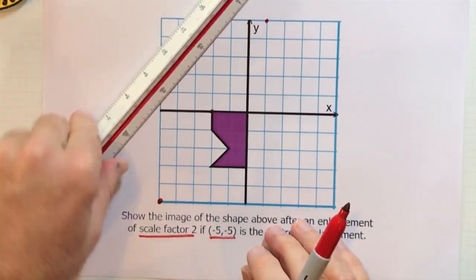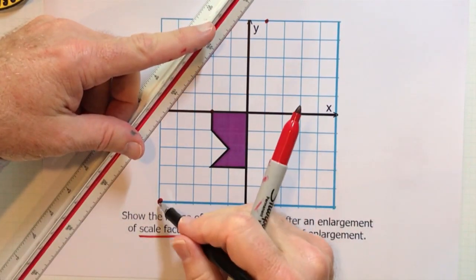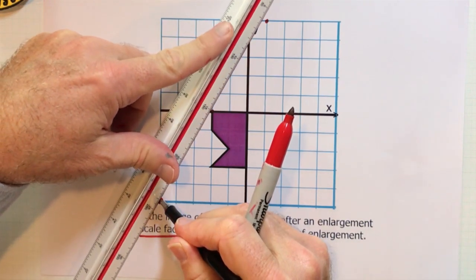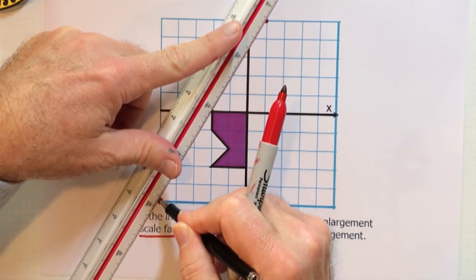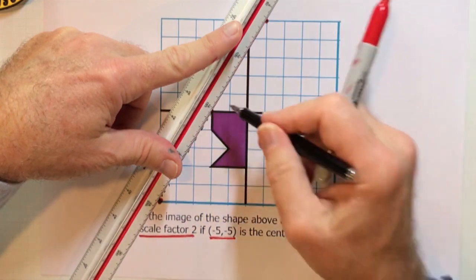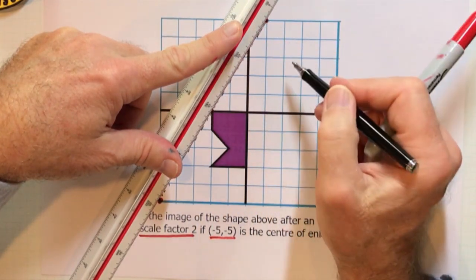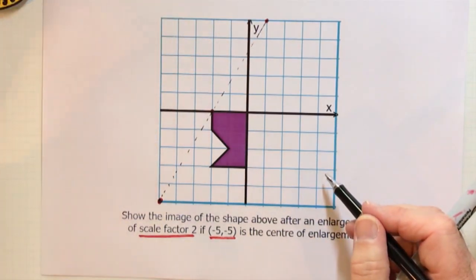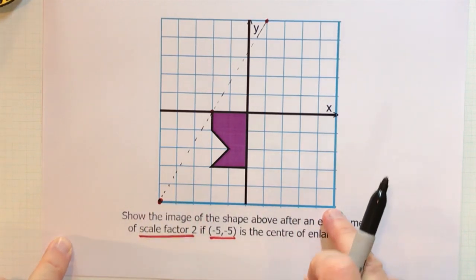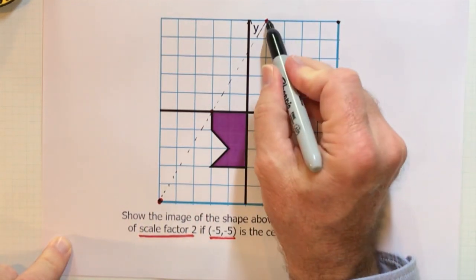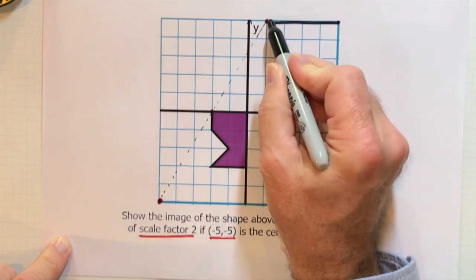And to check, I could draw a straight line from the center of enlargement going through that top left corner, and it would just be twice as far. So let's put a little dotted line up to there and show you that if you go twice as far, you end up there. Right. Okay, now let's look at the top right point there. That top right point is 5 squares to the right and 5 up. So we want to double that and go 10 squares to the right and 10 up. So it'll be here. So the top of my enlarged shape will be right there.